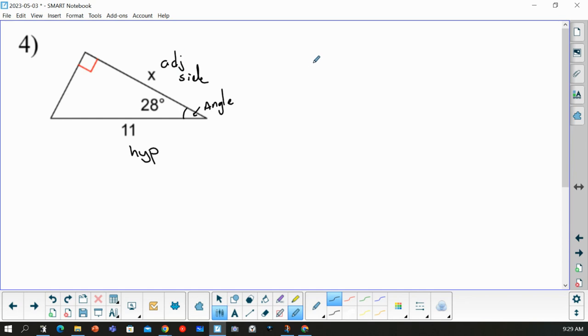So let's see here. We've got sine, cosine, and tangent. The only one that uses adjacent and hypotenuse is the cosine. So we do the cosine of 28 degrees equals the adjacent, which is x, over the hypotenuse, which is 11.